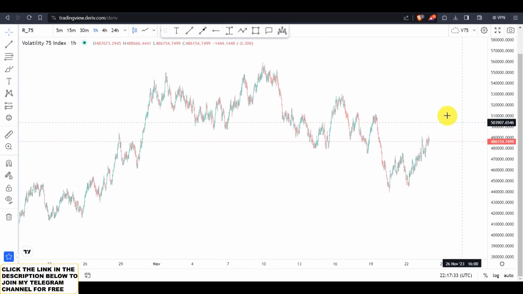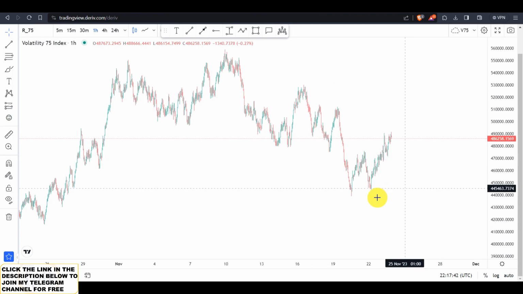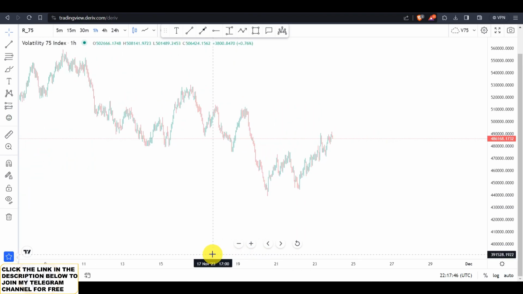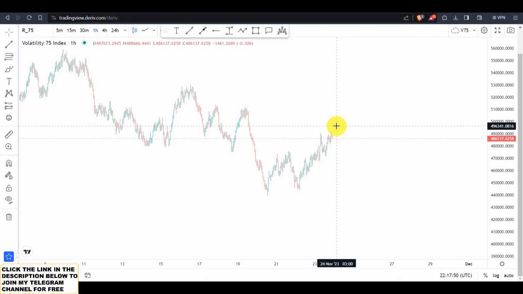Now in this video I'm going to show you how you should do your analysis specifically on volatility 75 index so that you can get sniper entries whenever you are trading. I'm going to show you how we did analysis on volatility 75 index and how we got this massive buy trade right here, and this trade was shared on the Telegram group.